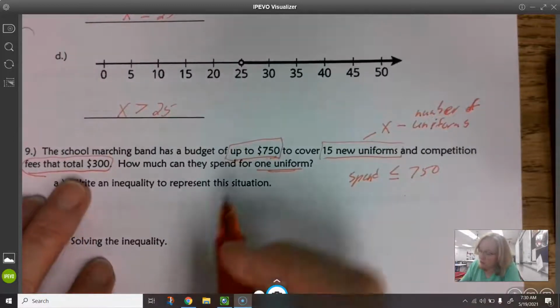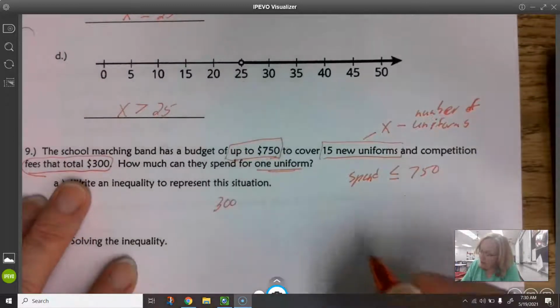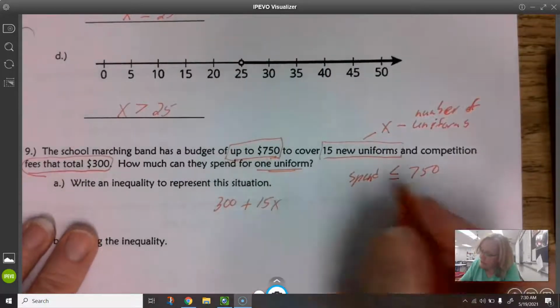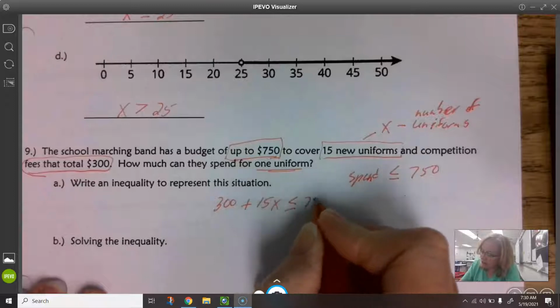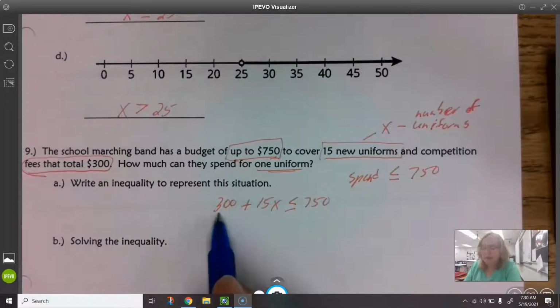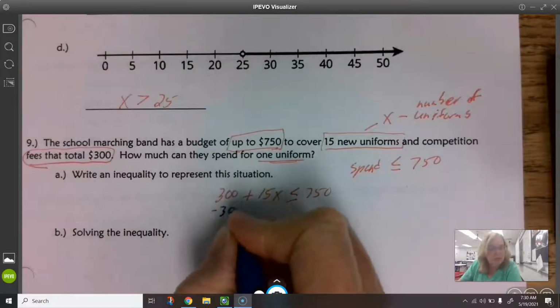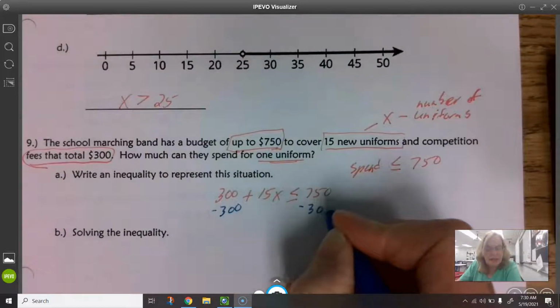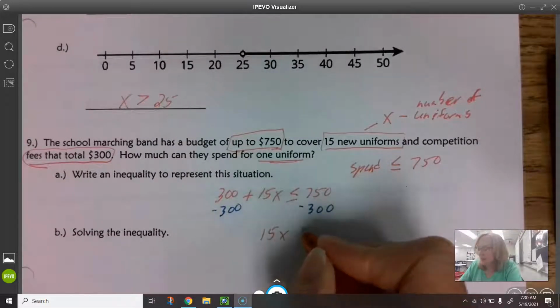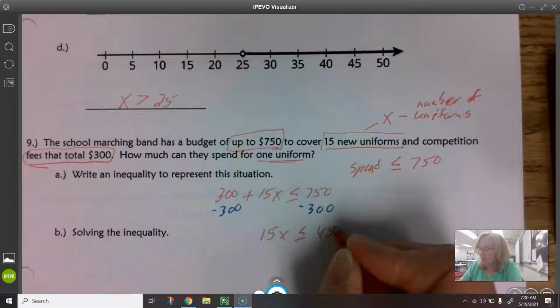Okay, so here we go. We have to spend $300, and then we're going to have 15 uniforms, so 15x. We want that to be less than or equal to 750. Now we're going to solve that inequality. Again, start with the number that's on the same side of the variable but does not have the variable directly connected. So we get 15x is less than or equal to 450.